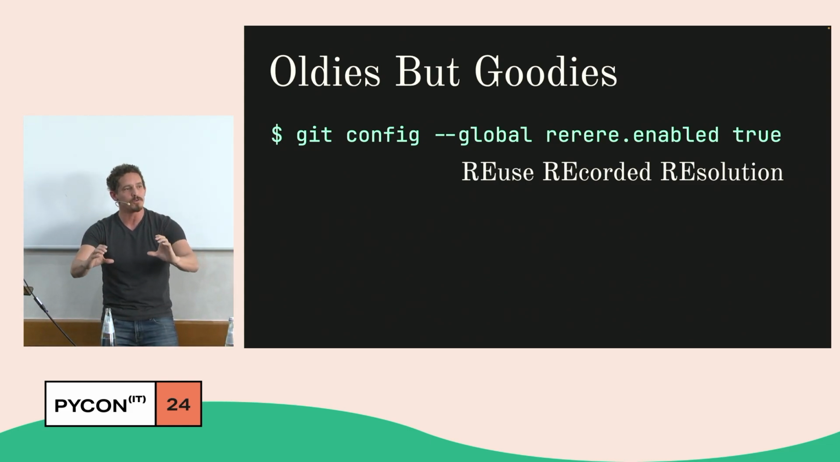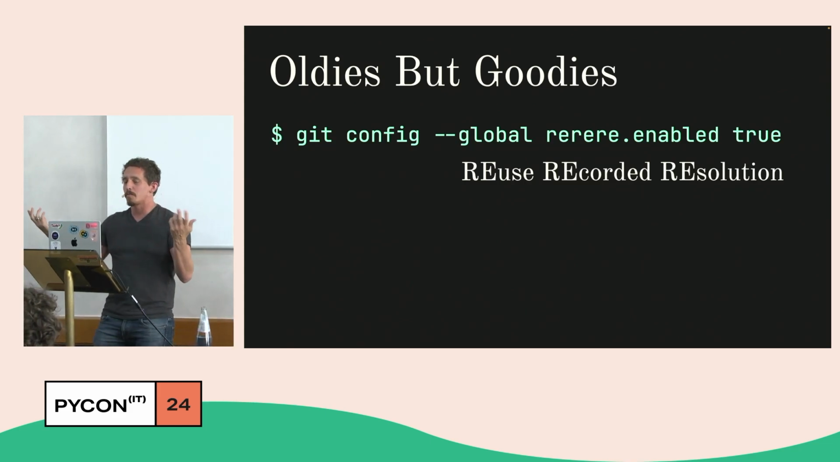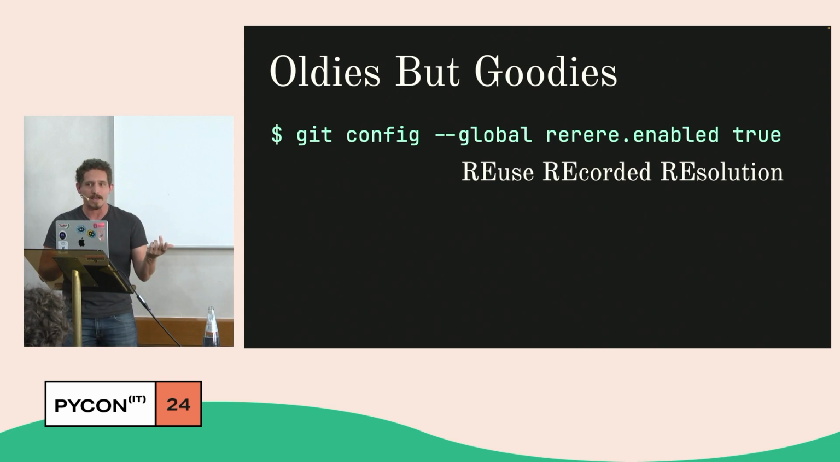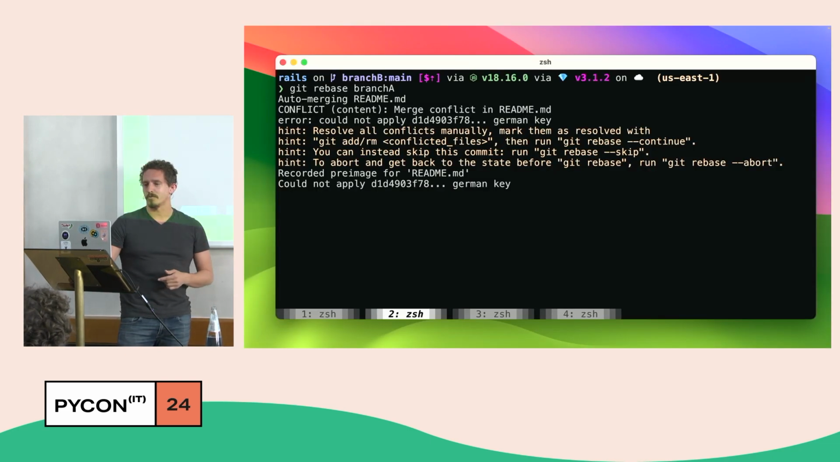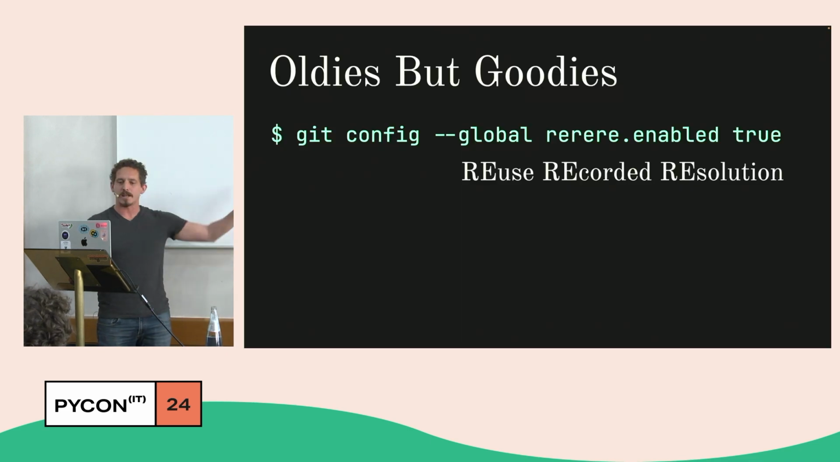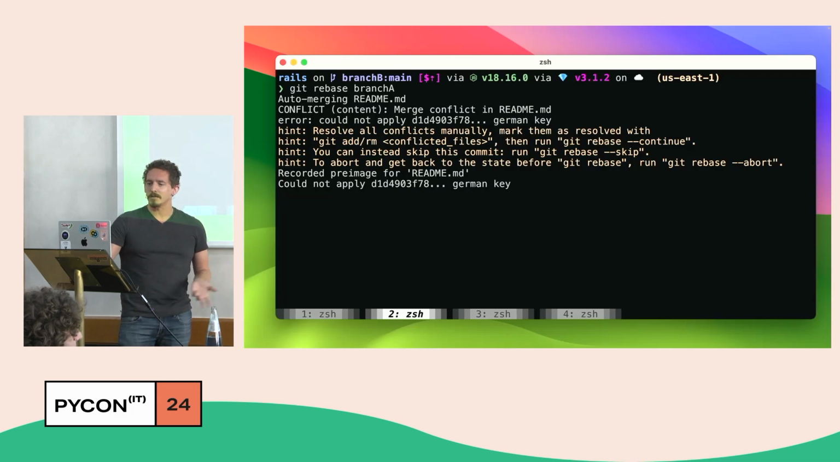And here's how you committed the resolution. And the next time it sees it, it will say, hey, I remember this. Do you want me to just use what you did last time? And it'll use what you did last time. So you don't have to do the same resolutions over and over again. So if you just set it with this global rerere enabled, it will start doing it automatically.